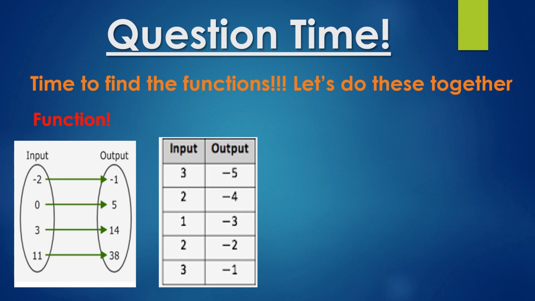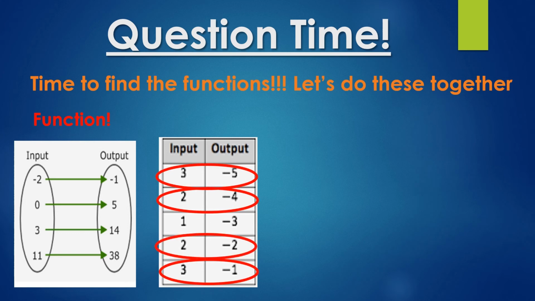Next, let's look at a table. We have inputs and outputs. But if you notice, we have a couple of the same inputs giving us different outputs. We have 2, 3 inputs giving us -5 and -1. We also have two inputs giving -4 and -2. So since we have multiple inputs that are the same giving us different outputs, that makes this not a function.